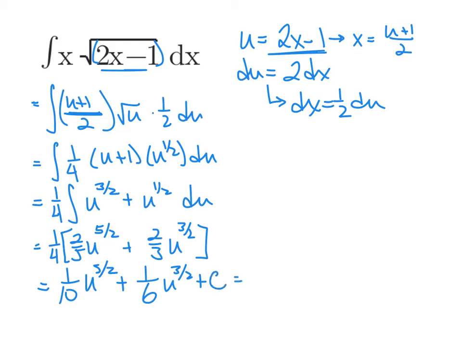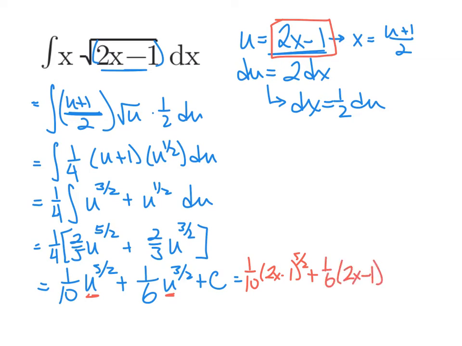And our last step is to put it all in terms of x. Right now we have all these u's in there. We're going to take those u's out and put in 2x minus 1. So we'll have our final answer of 1/10 times 2x minus 1 to the 5/2 plus 1/6 times 2x minus 1 to the 3/2 plus c.